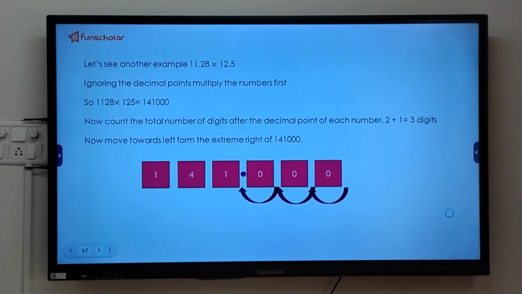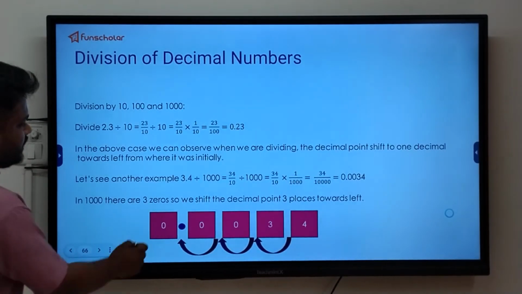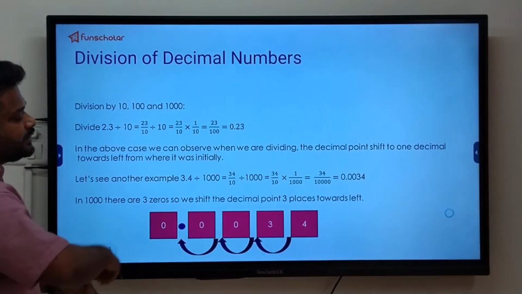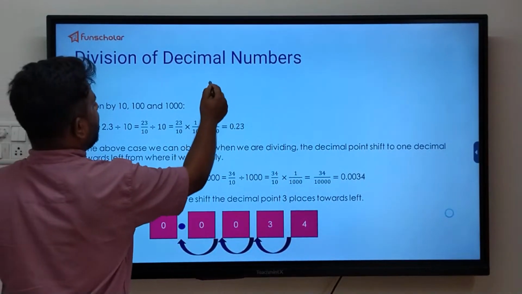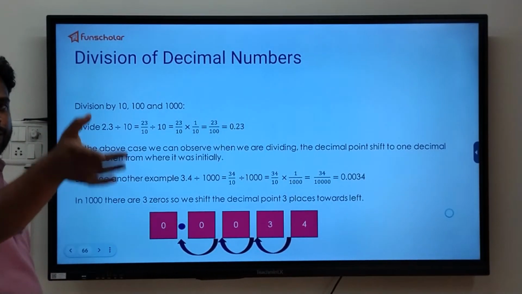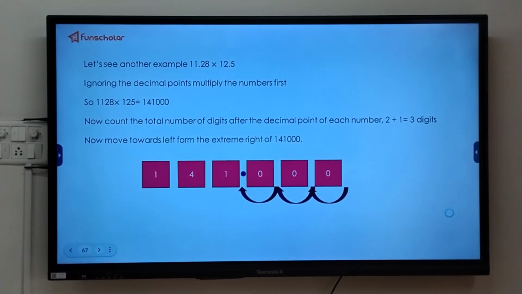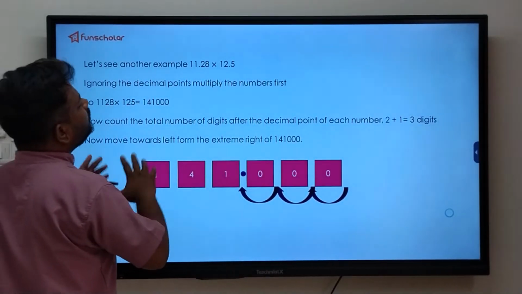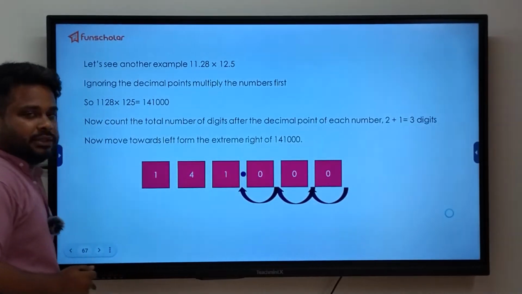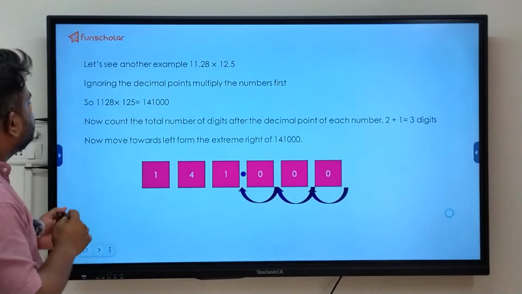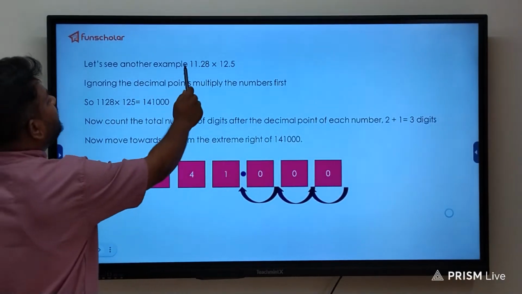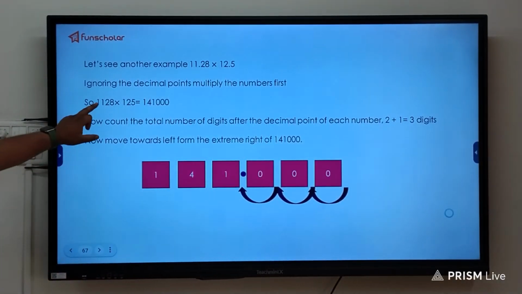Okay, let's see another example. Yes, you can see it from here. They have just taken it from the downside and I was explaining this from the upside, and both are the same. Okay, let's see another example: 11.28 into 12.5. Ignoring the decimal points, multiply the numbers first. Okay, so you don't have to worry about the decimals or the points. You just have to multiply the numbers first. Okay, so they have done it first here.